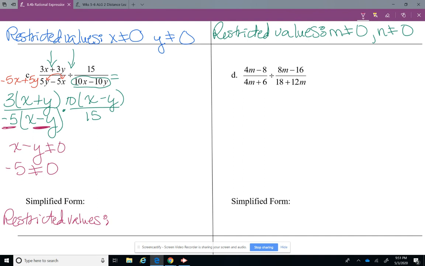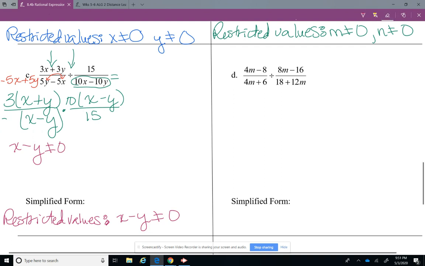But that doesn't really give you an answer. Negative 5 is not ever going to be 0. Okay, so that's like duh. So this is something a little different. We have to put that x minus y cannot be 0. We don't really know exactly what they cannot be, but we know that when we subtract y from x, our answer cannot be 0. All right, now we're going to cancel.